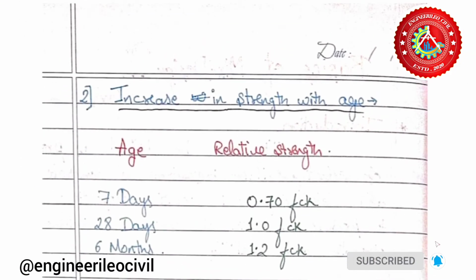The second is increase in strength with age. The increase in strength with time depends upon grade and type of cement, curing, and environmental conditions, etc. Design should be based on 28 days characteristic strength. Like in 7 days, the relative strength is 0.7 FCK. FCK is the symbol for characteristic strength. For 28 days, it's 1, and 6 months is 1.2 relative strength.